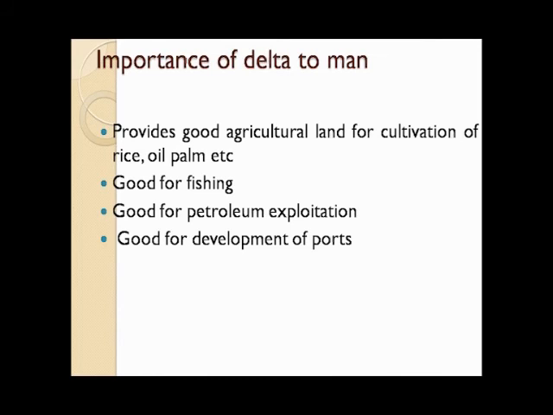One, deltas provide good agricultural land for cultivation of crops, especially rice, oil palm and the rest of them. We also have another importance of deltas here, as being a site for fishing. It provides a good site for fishing. In deltaic areas or regions, one of the common occupations found amongst people of these areas is fishing.